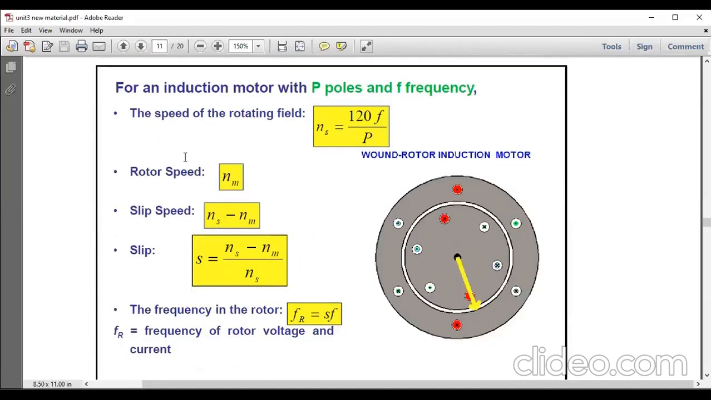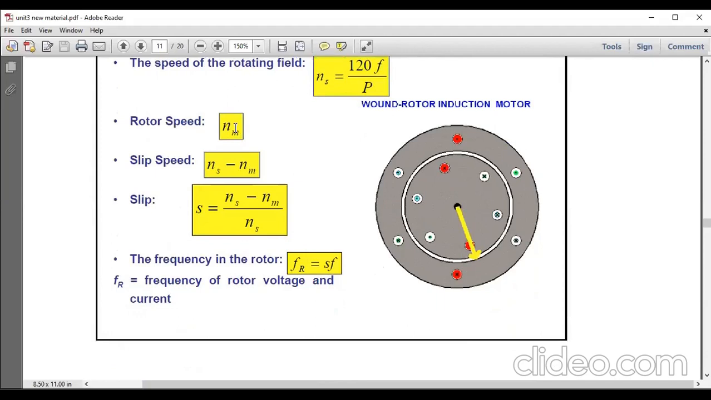The speed of the rotating field is ns equal to 120 f by p, which is also called the synchronous speed. The rotor speed can be denoted as per our convenience, so consider it as nr, no issue with that. So slip is given as ns minus nr. Finally, the slip can be defined as the difference between the stator rotating magnetic field and the rotor speed, relative to the stator rotating magnetic field speed.